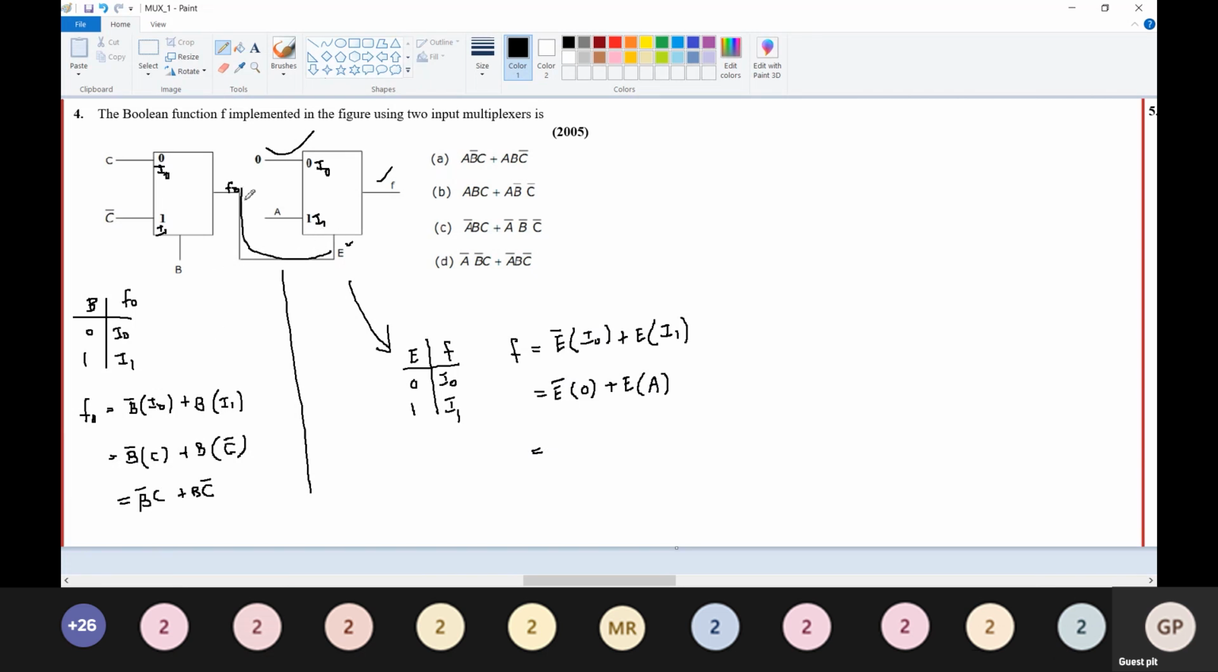E is nothing but F naught value, which is nothing but the value of E. So the value of E is nothing but B dash C plus B C dash, into A. Now we'll multiply and check the answer, which can be further expanded as A into B dash C plus A into B C dash.